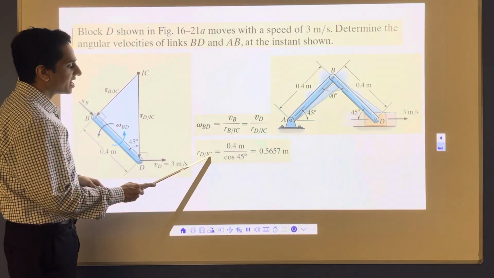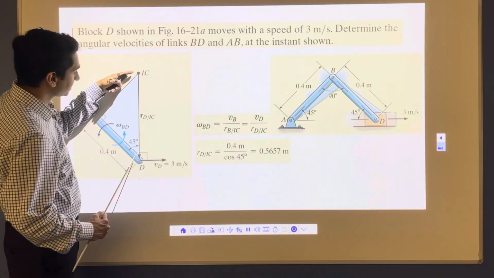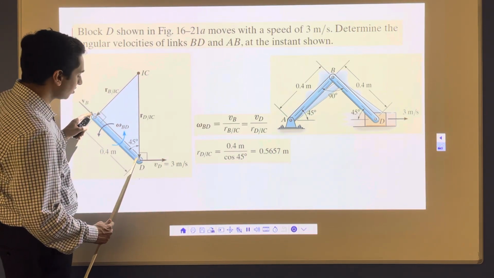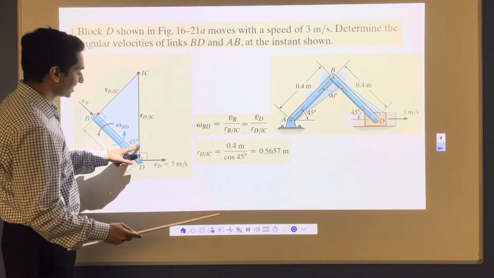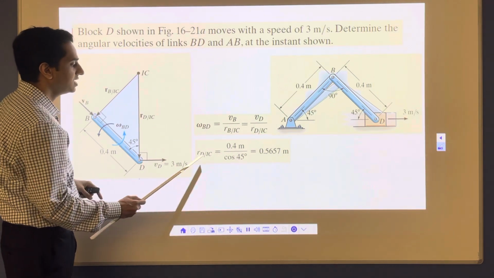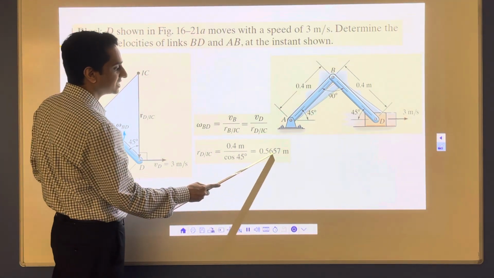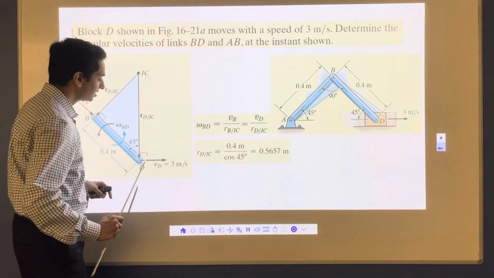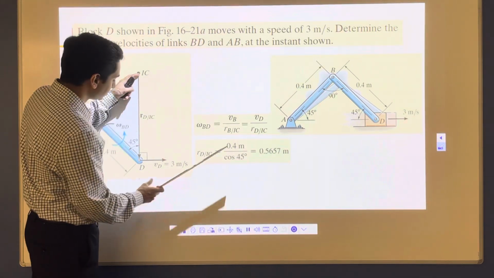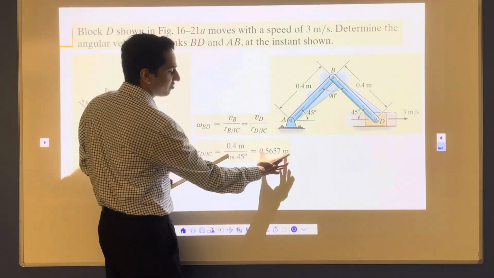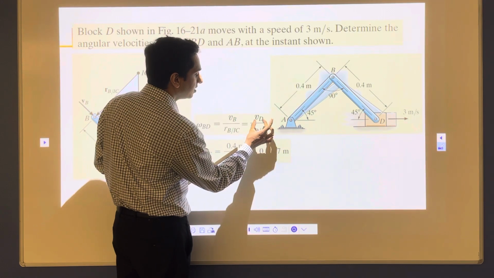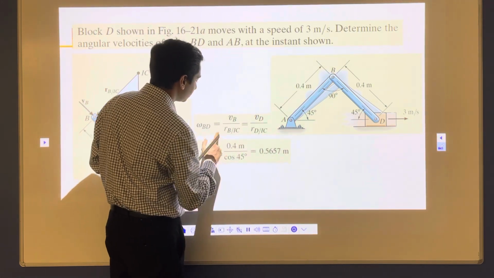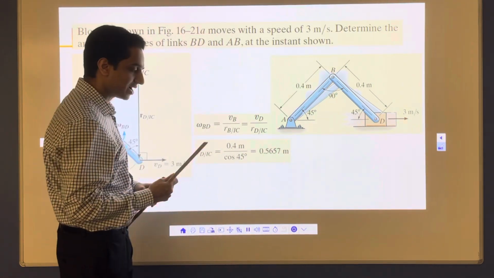So here, RD by IC based on the trigonometry is nothing but 0.4 divided by cos 45. This angle is 45, so cos 45 gives 0.5657 meters. So this length will come as 0.56 meters. Once I have that, I'm going to take that 0.56 meter here. 3 divided by 0.56 meter is omega BD, and that's my answer.